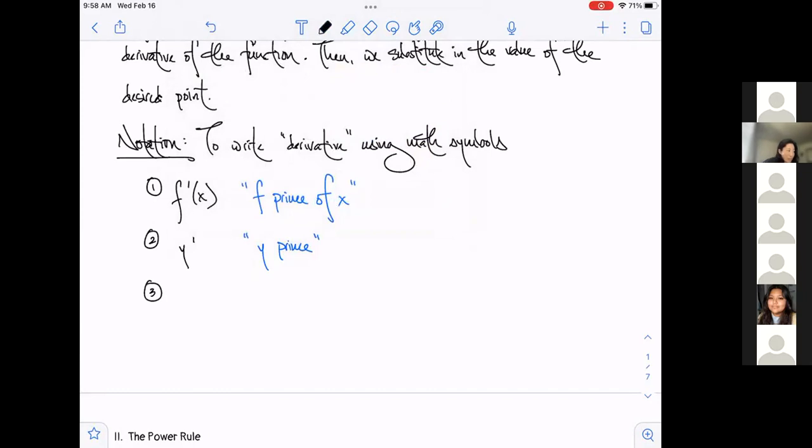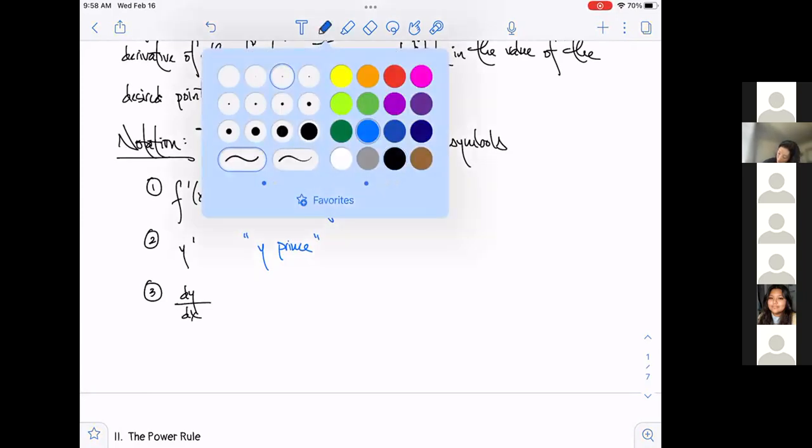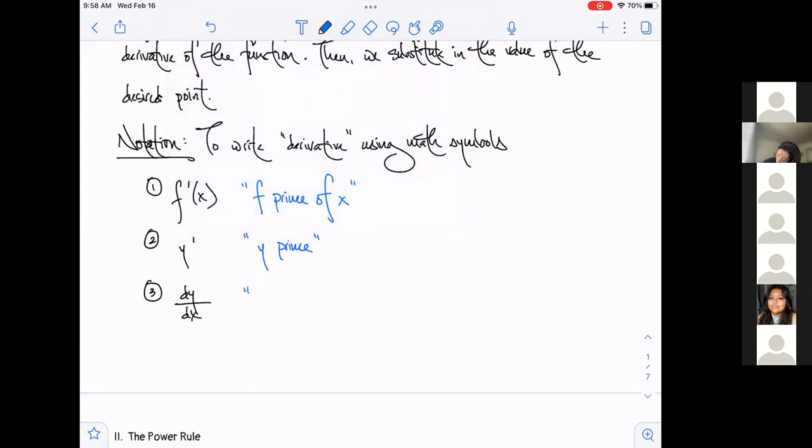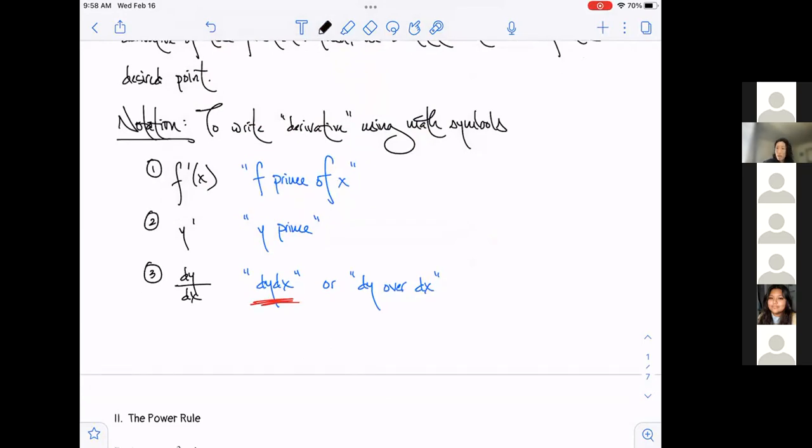Another way we can say this, dy dx, right? And we just read this dy dx, all right? Every once in a while, you'll meet a mathematician who says dy over dx, but it's not as frequent. Most folks say dy dx. Okay? I would say these are the top 3 ways.